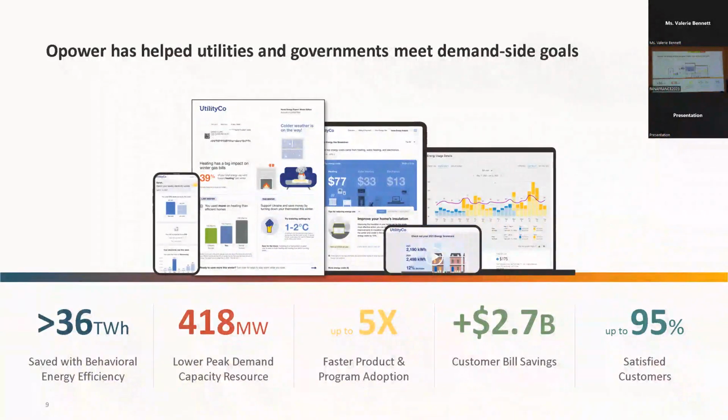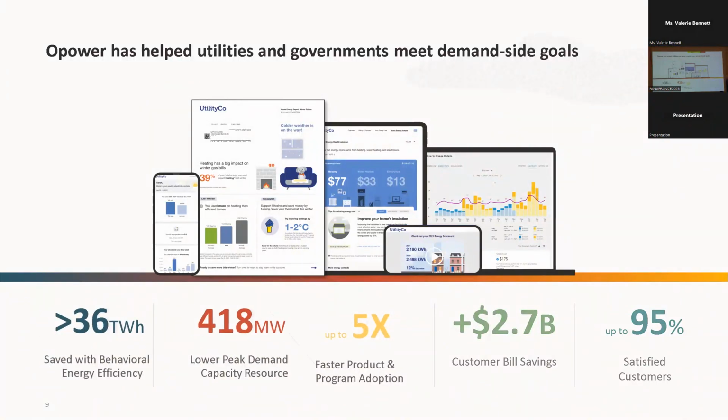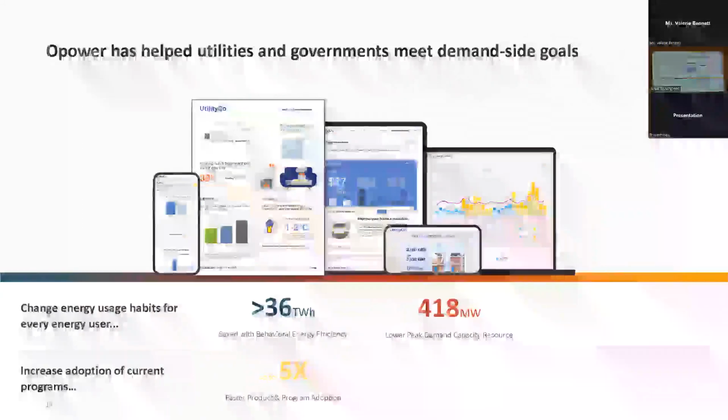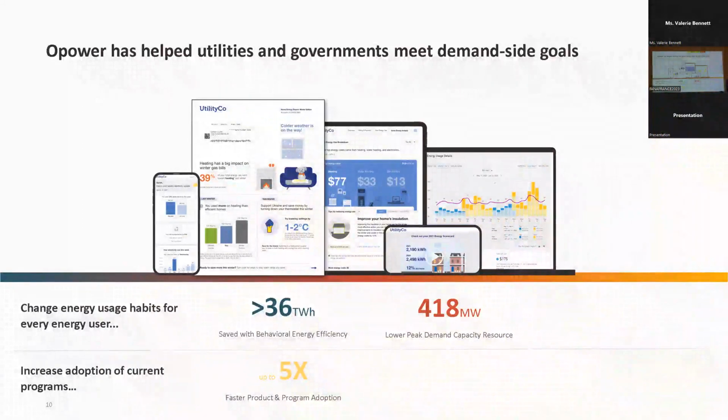There are a couple of takeaways, I think, on a slide in front of you that I want you to walk away with from this presentation. The first is maybe confirmation of a claim that I made at the very start of the presentation. This type of technology, this type of personalization can do 2 things in a real, measurable, and permanent way. It can change energy habits for every energy user.